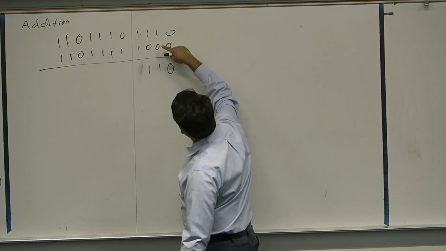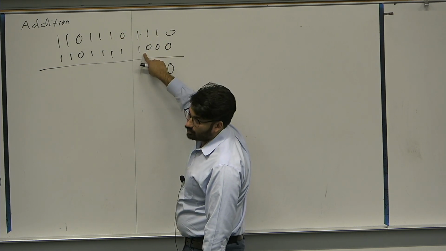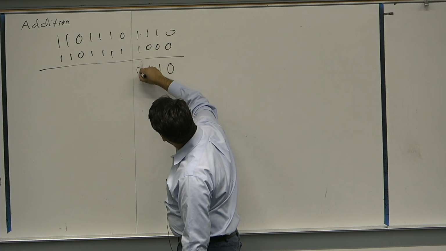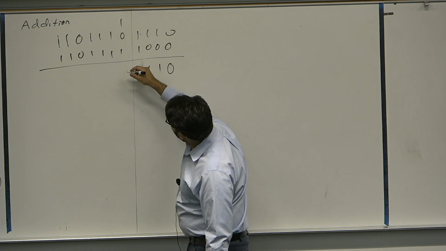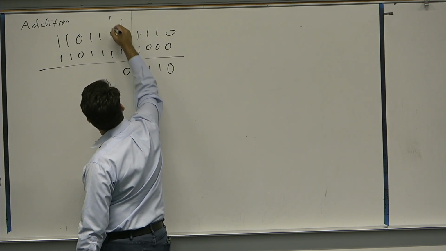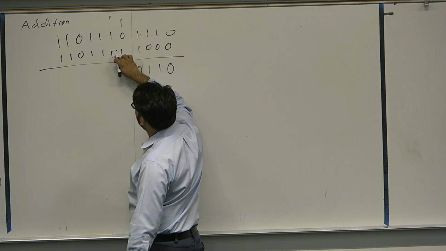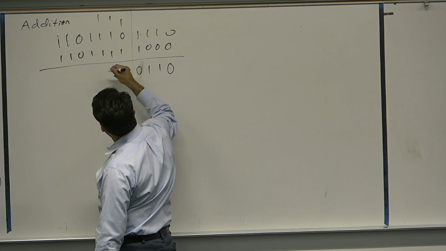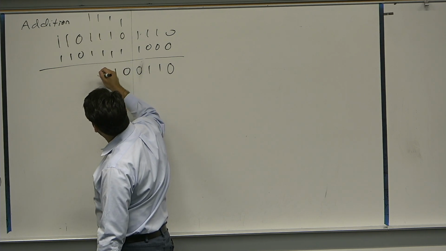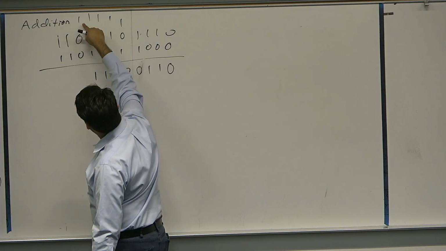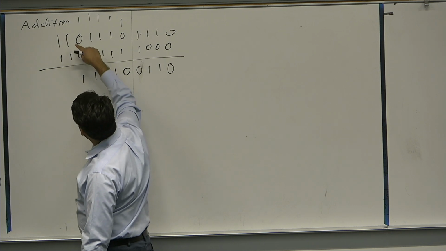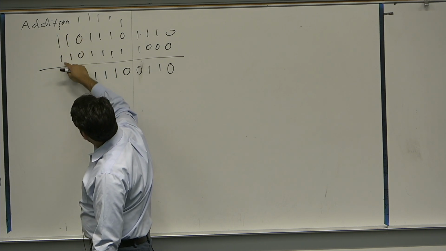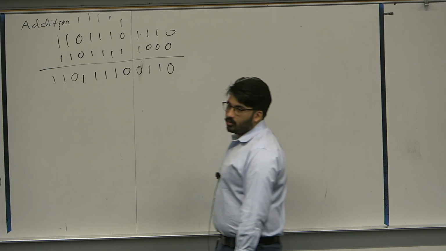Okay. 1 plus 1 is 2. So what we do is we write down a 0, and then we carry the 1. And then 1 plus 1 is 2, so we write down a 0, and we carry the 1. And then 1 plus 1 plus 1 is 3, so we write down a 1, and we carry the 1. And then we have 1 plus 1 plus 1, which is 3, so we write down a 1, and we carry the 1. And 1 plus 1 plus 1 is 3. So we write down a 1 and we carry the 1. And 1 plus 0 is 1. 1 plus 1 is 2, so we write down a 0, we carry a 1. 1 plus 1 plus 1 is 3, so 1, 1. Okay, now that's probably right.